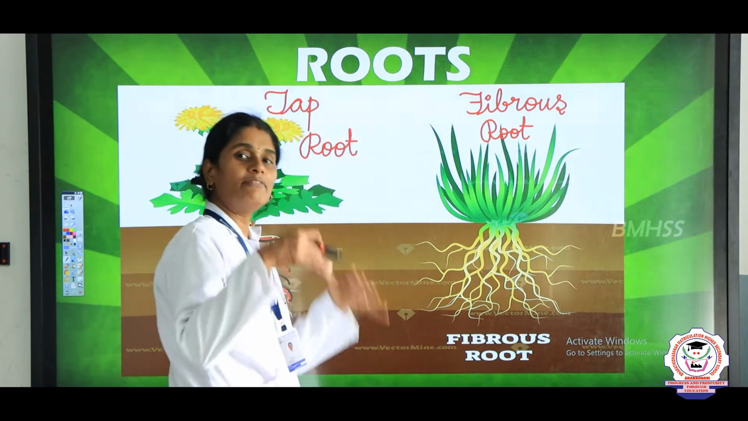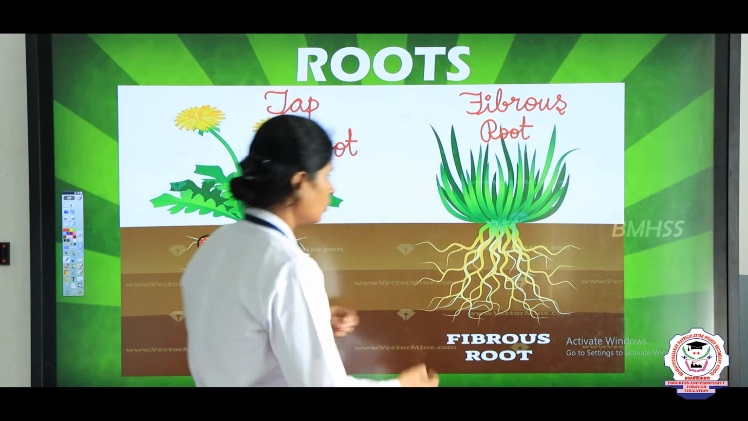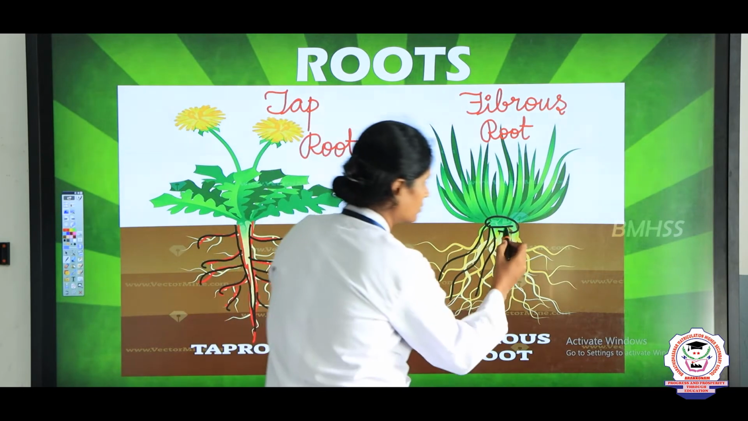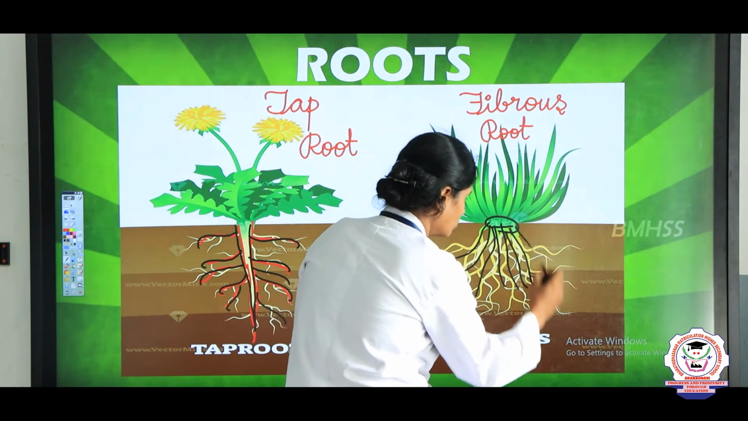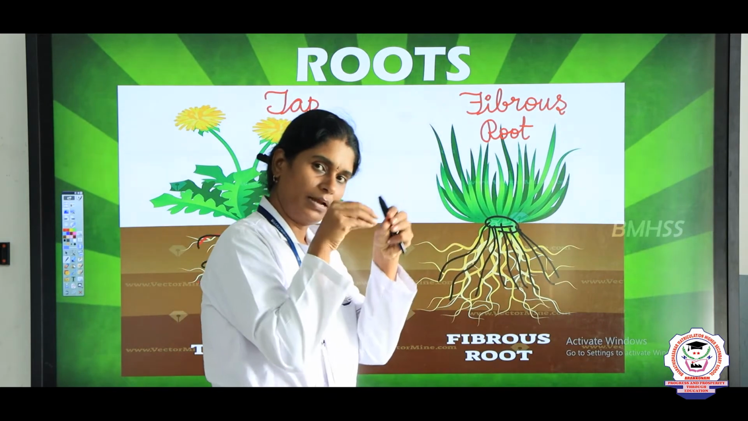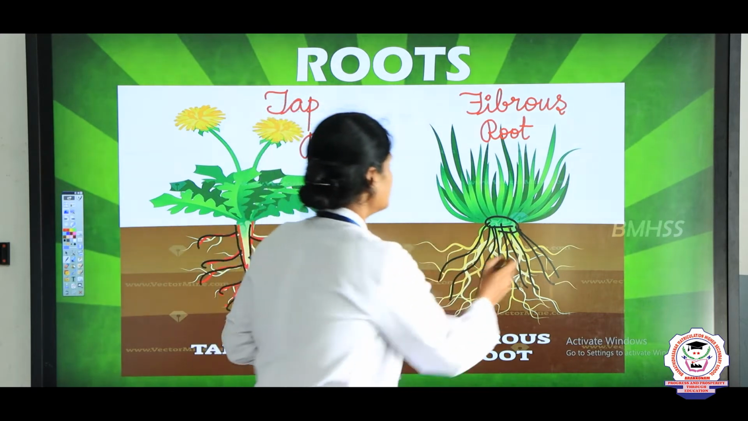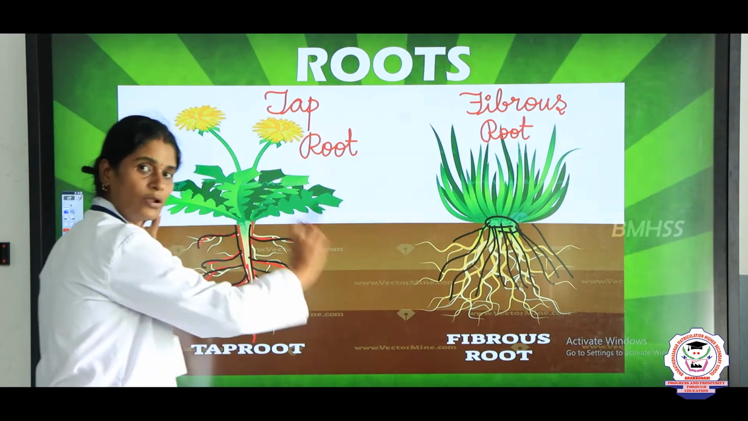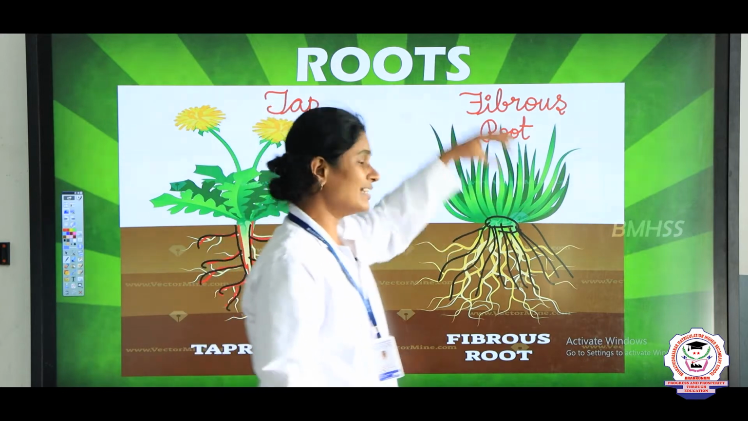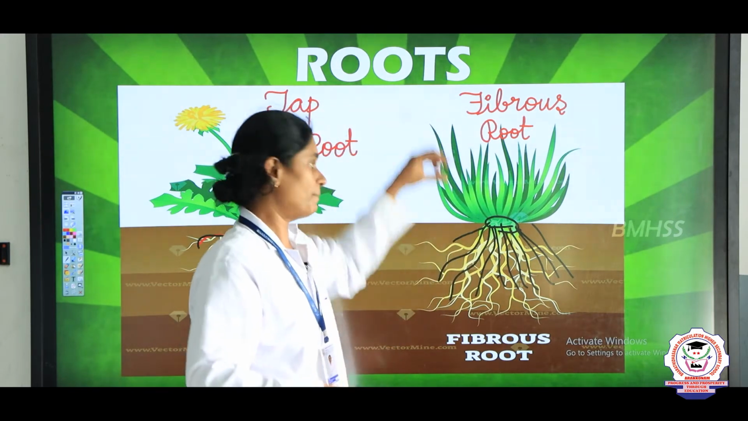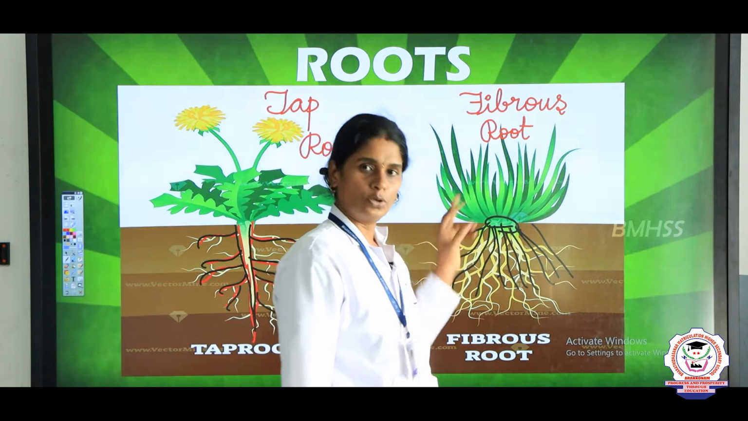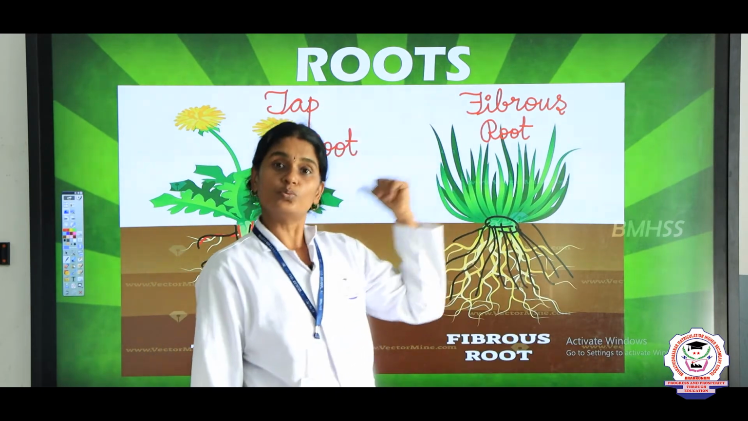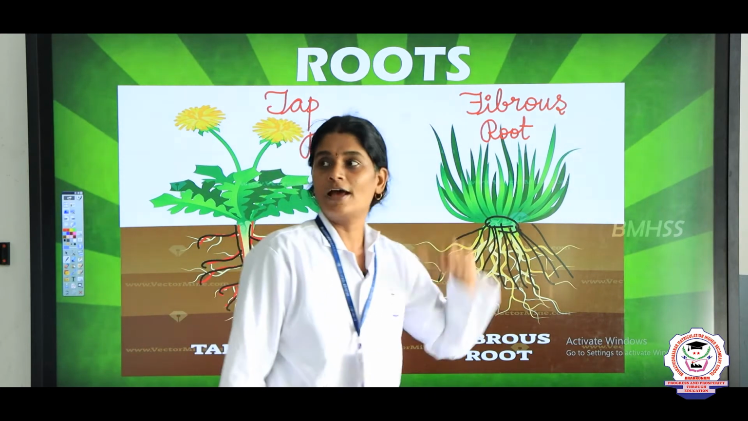The second type is fibrous root. Fibrous root means it will not have any main root. You can see many roots coming from the bottom of the plant, like a bunch. That is known as fibrous root. When there is a main root and there are roots from the main root, it is known as tap root, and when there is a bunch of roots that comes from the base of a plant, that is known as fibrous root. Now you are clear with the types of roots, right? How many types of roots are there? 2 types: first taproot, second fibrous root.